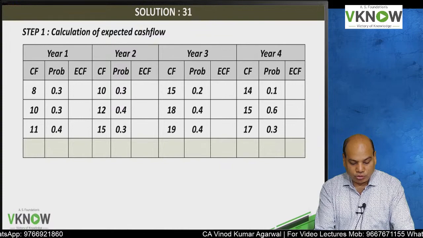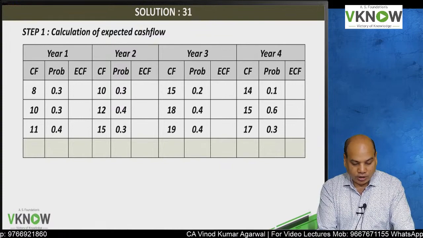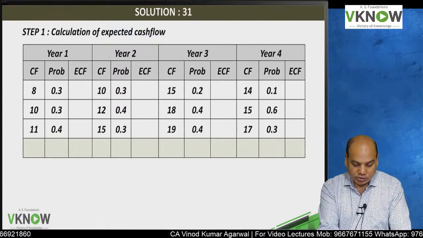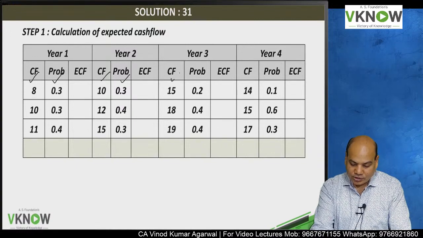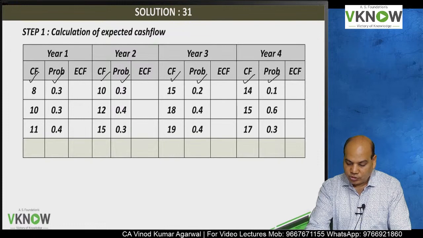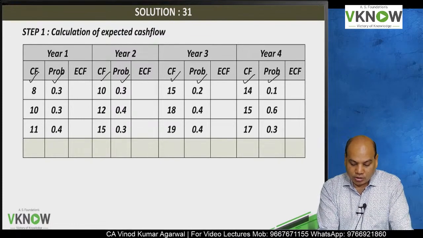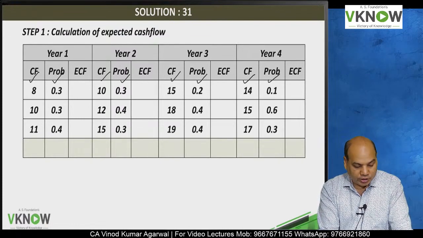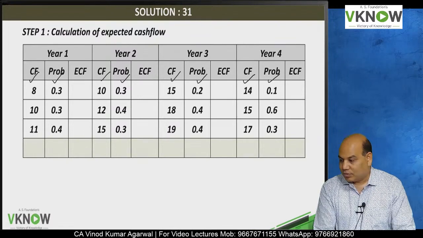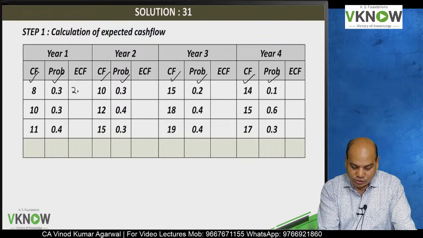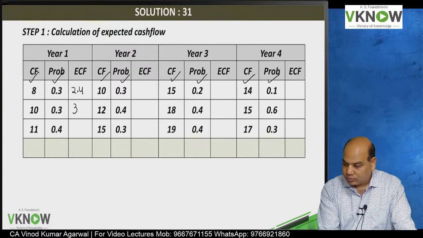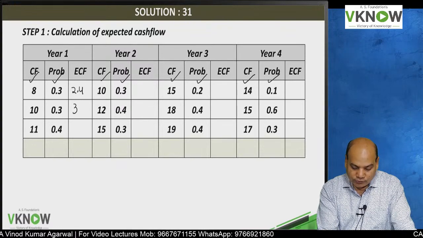Year 1, year 2, year 3, year 4. First you will copy from the question the cash flow and probabilities, which I have done for you because your time is precious. Now multiply 8 into 0.3. Please reply quickly because I have not got the answer of this question. 2.4, 10 into 0.3, 3, 11 into 0.4, 4.4.